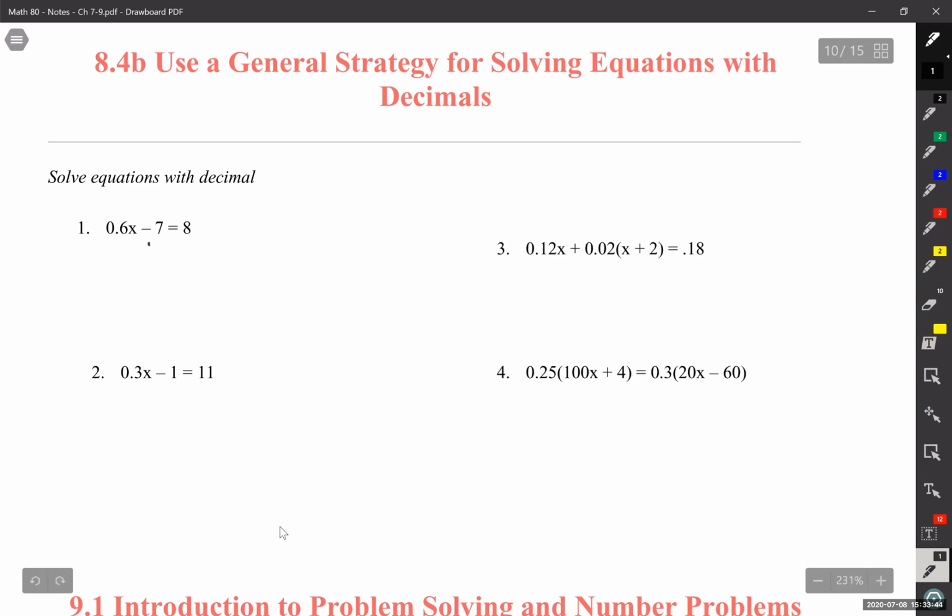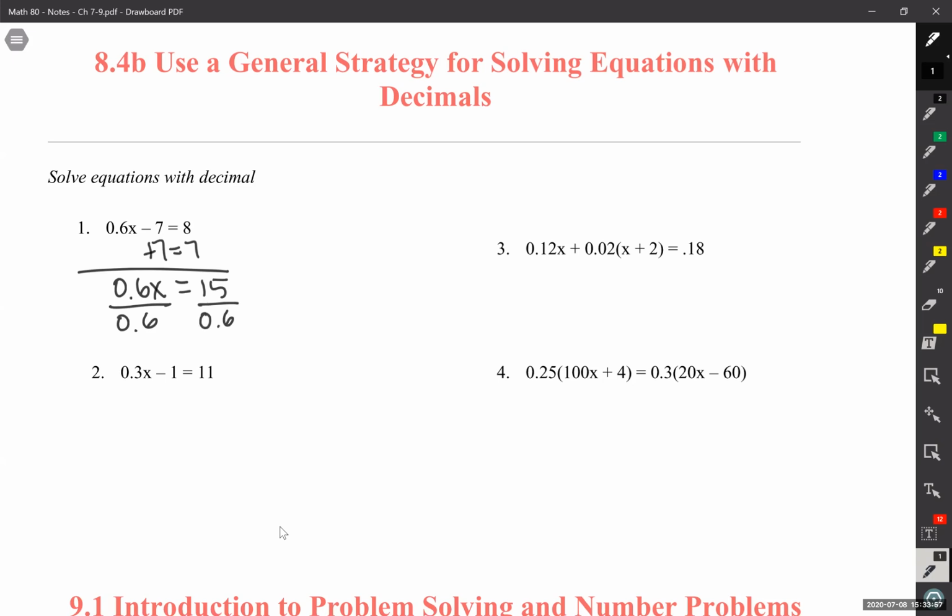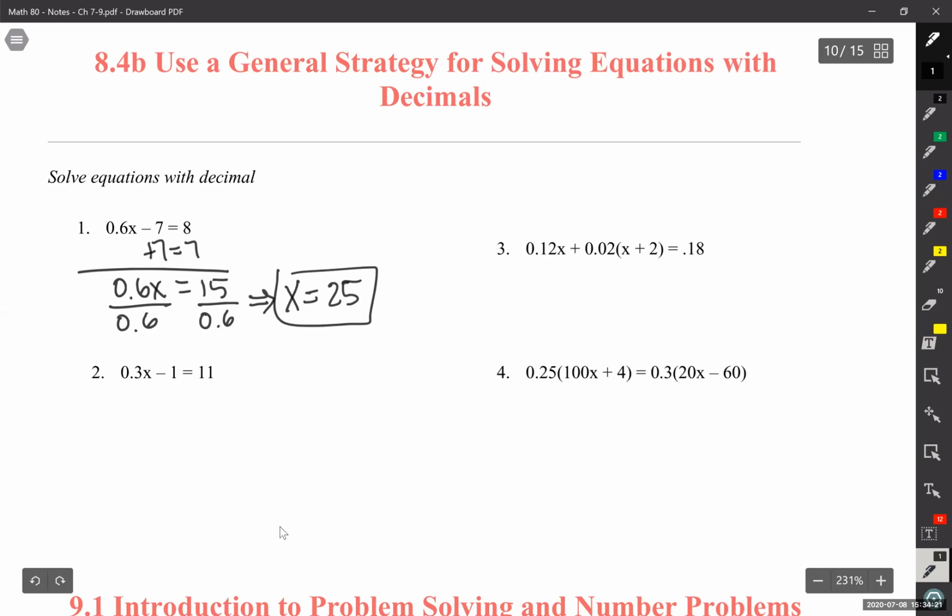And so for number 1, I'm going to add 7, just like I would do in other problems. And then I'm going to divide by 0.6, but dividing by 0.6, yes, you can't do it in your head. However, it's very calculator friendly. Dividing by fractions and fractions divided by fractions is really hard to do on the calculator. And so I try to just get rid of fractions. But here I plug this in, 15 over 0.6, and I get x equals 25. That's it, done. Not too bad.